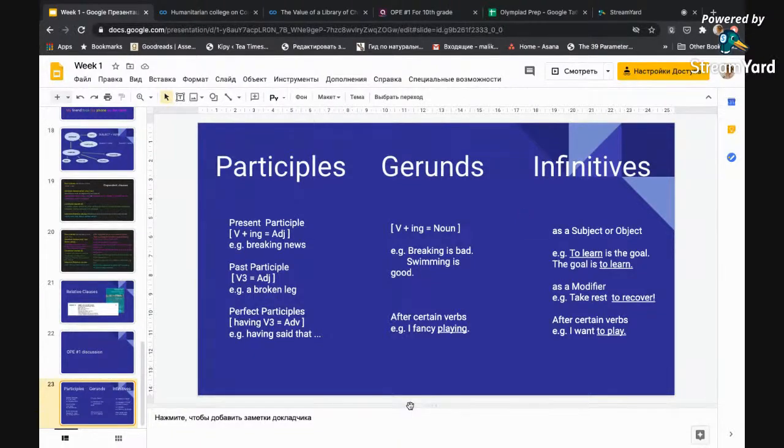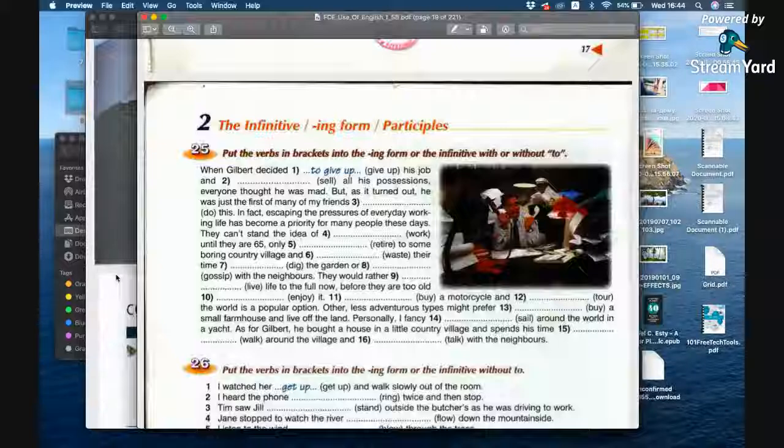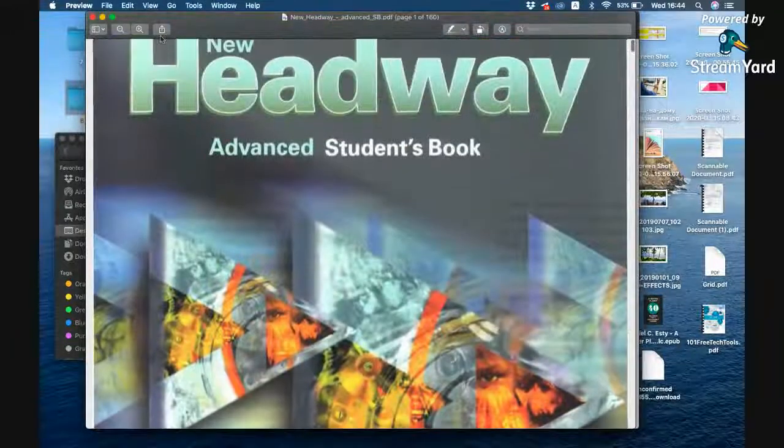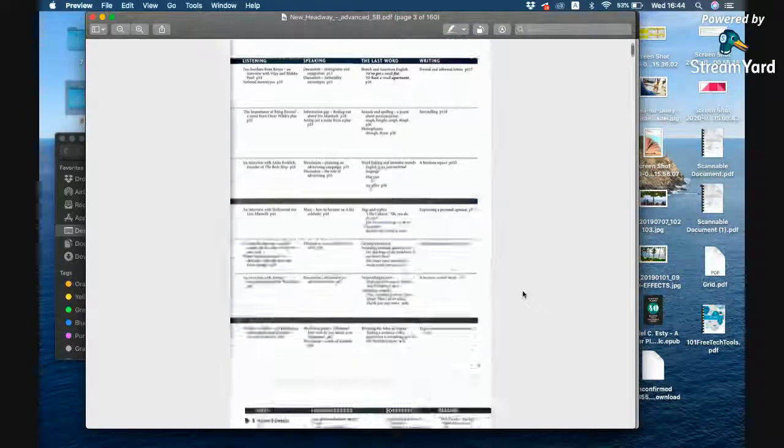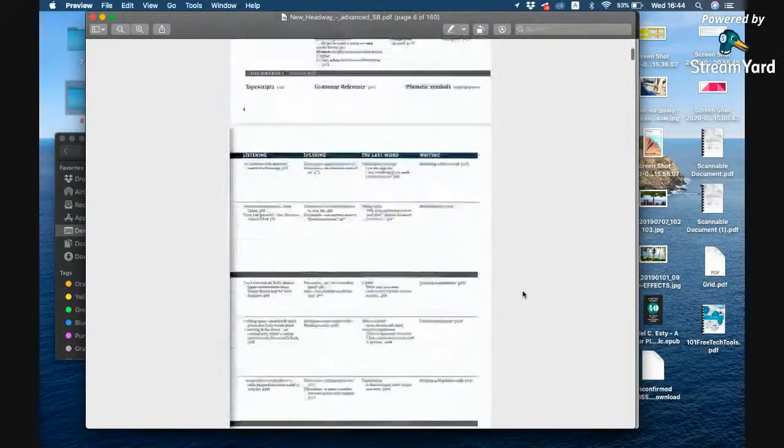Now I'd like to show you the Headway book. It looks like this. It's quite an old book. I'm not sure what edition this is, but this is definitely not the last edition. You'd have to find the student's book, workbook, and teacher's book of this book, and do unit 1.